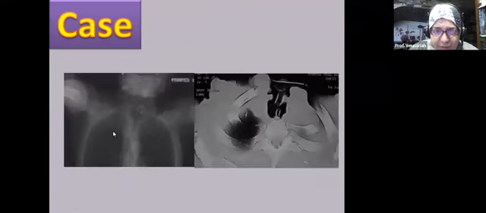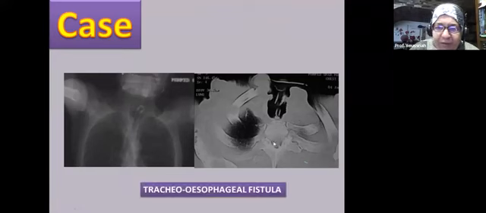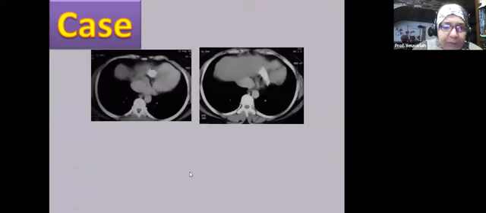Next, we have this strange appearance in the PA study, but we're looking at the CT axial image. We can see there is a tracheoesophageal fistula and a tracheostomy tube. This was a case of cancer larynx, and he was operated upon with total laryngectomy, and we find this appearance post-operative.